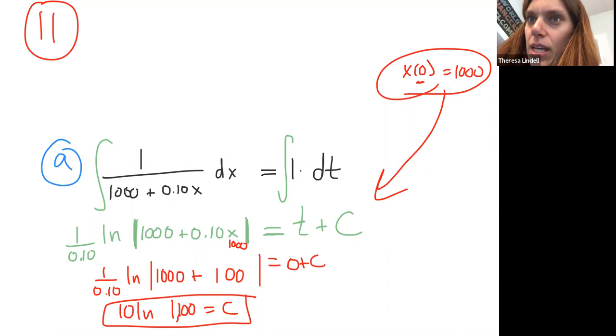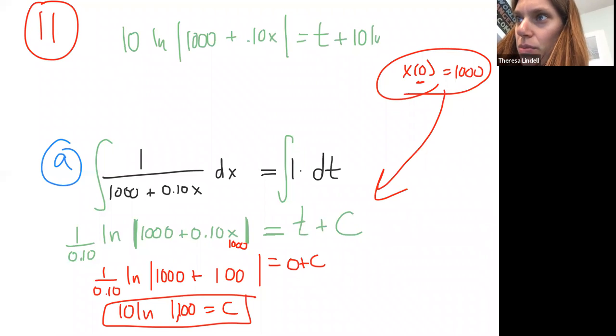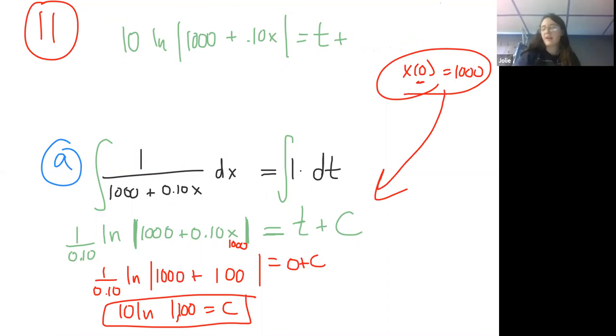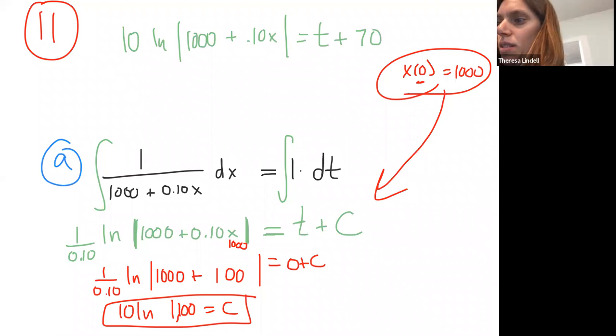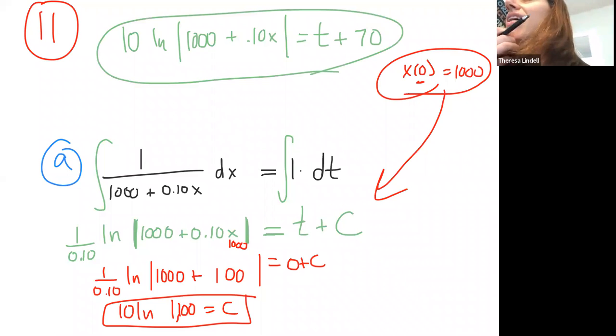So anyway, now we got 10 ln of 1,000 plus 0.10x equals t plus the c, which we got was this craziness, which is like 70. Do we want to just get rid of this and make it 70? There's like a decimal after it, but not much. Okay, sweet. 70.03. Yeah, let's just do that then. That sounds great. Perfect.